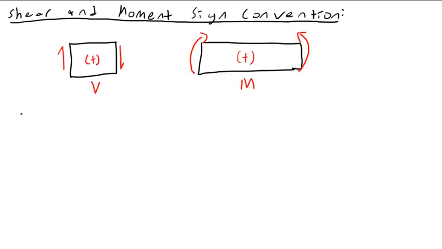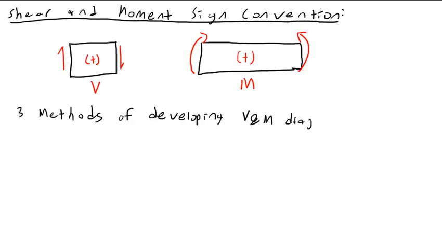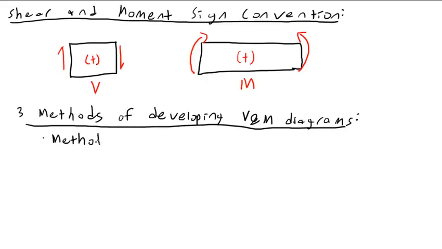All right, there are three methods for developing V and M diagrams. There is the method of sections. There is integration. And there is the method of inspection, just by inspection. And if we have time, we'll learn about each of these.